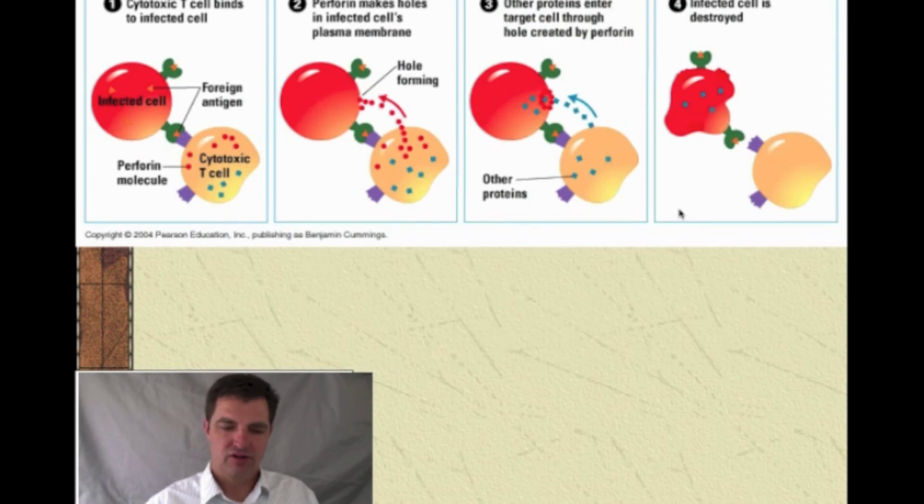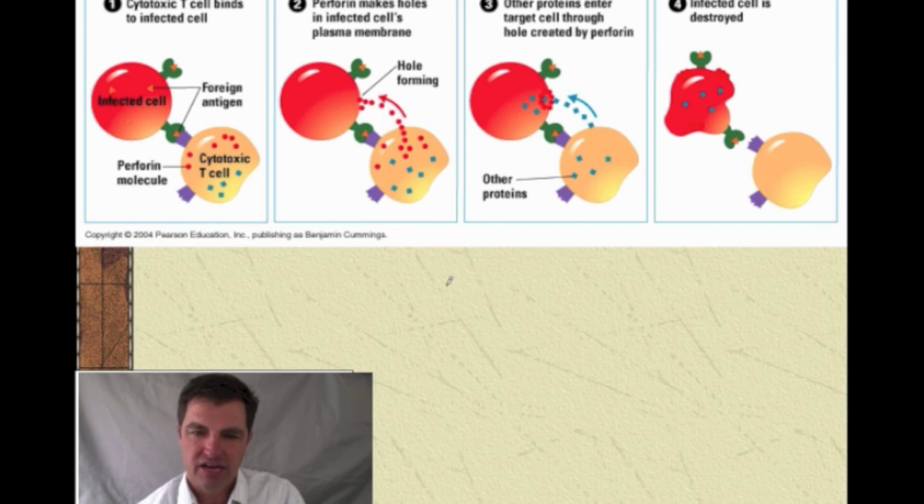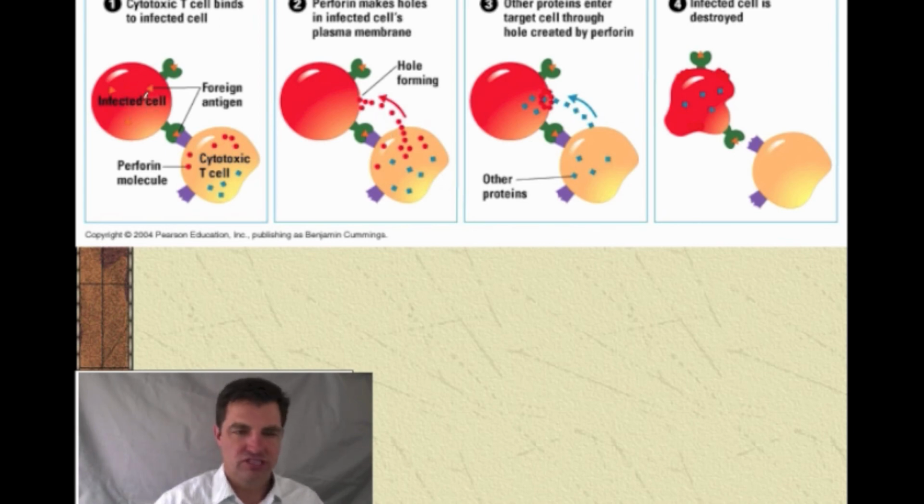Okay? So one way to think about this is, let me do T cells first and then I'll explain it. Let's say you have one of your own cells that is infected. So let's say you get the flu. The flu is a virus, and the virus gets inside your cell, and as viruses do, they can't really reproduce on their own. They have to take over your cell. So when it takes over your cell, your cell is now infected with this virus.